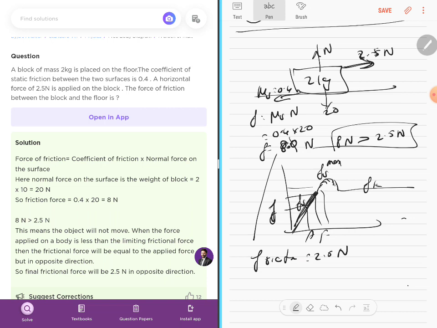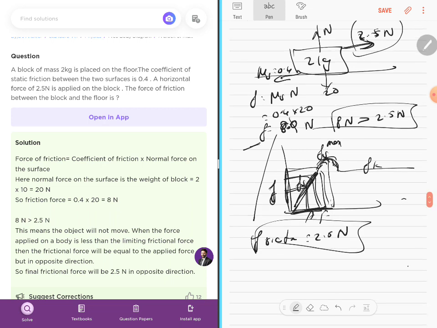It's because for a certain value of applied force, the frictional force is always equal to the applied force. Only after a particular value, when the applied force is greater than the frictional force, that's when the object will start moving. So that's 2.5 Newton, and that too in the opposite direction of the applied force. This is the answer.